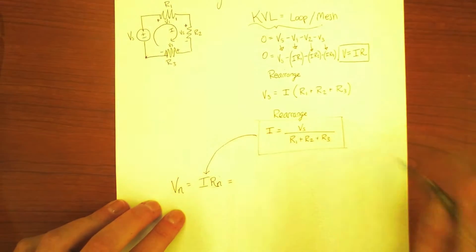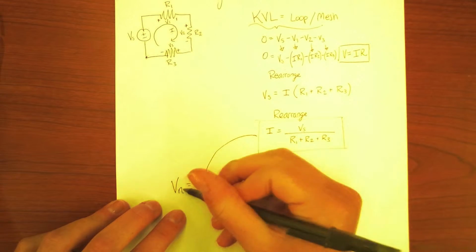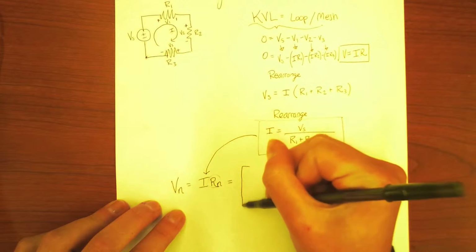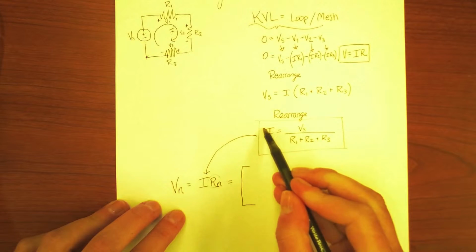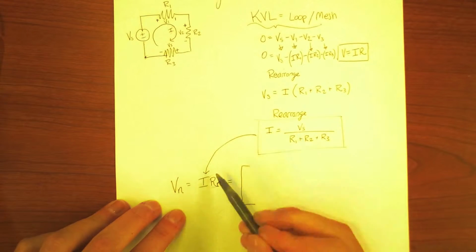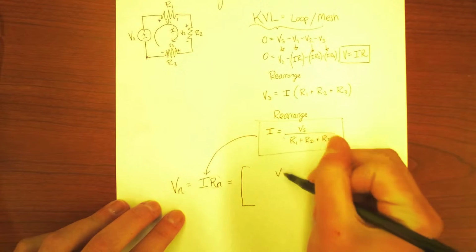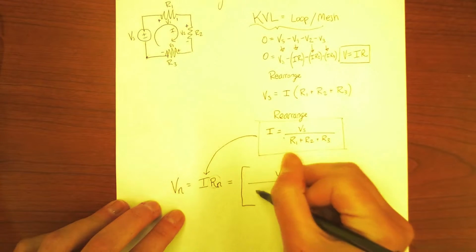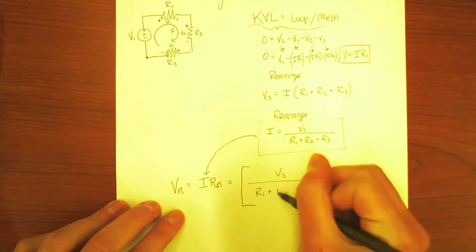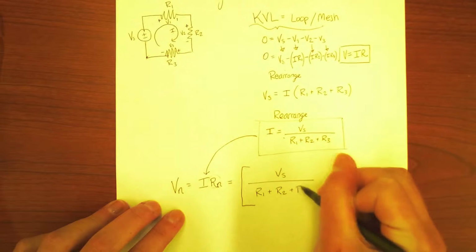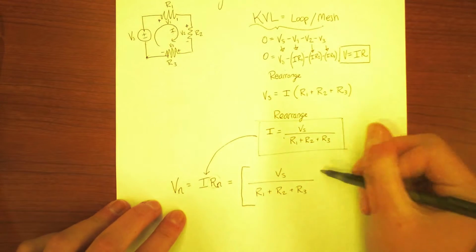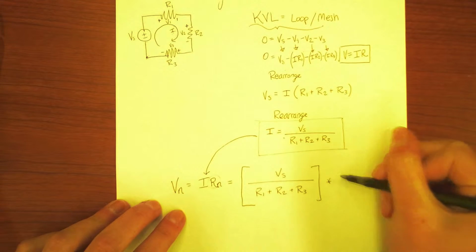So to make one big equation, we have Vn equals, and we're going to plug this thing, I, which we found earlier, into this equation, which is Vs over R1 plus R2 plus R3 times Rn.